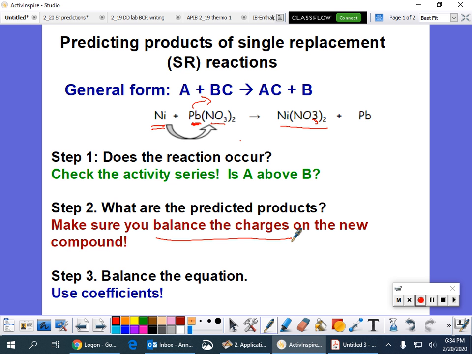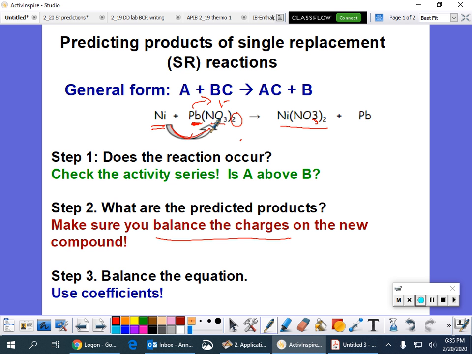that you've made. In the case of our example above, lead in the compound with nitrate has a charge of +2, because nitrate has a charge of -1, and we have 2 of them to balance with the lead. And it turns out that in this nickel nitrate, our nickel also has a charge of +2. So it has basically the same formula as the lead nitrate did, just with nickel instead of the lead. That's not always going to be the case, depending on what the charge is on the ion of the new substance coming in. So you always have to make sure you balance the charges on your new compound.